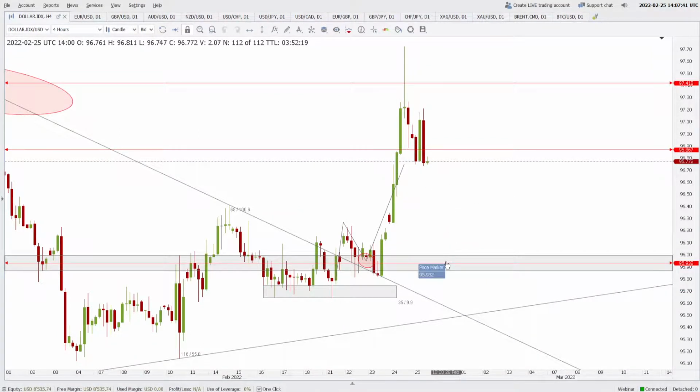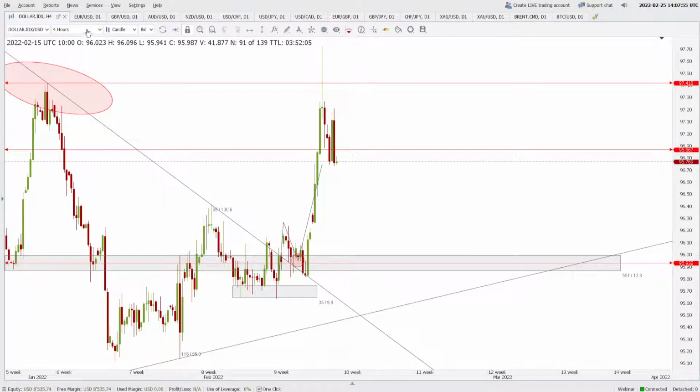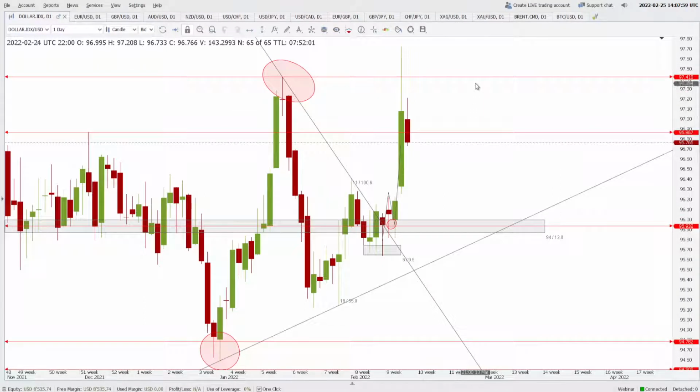So 95.93 is the next support, and if you talk about the resistance, now 96.86 is the immediate resistance and 97.41 is the horizontal resistance on the daily closing basis. All right, 97.41 is the resistance on the daily closing basis, and immediately on the intraday 96.86 is the resistance.